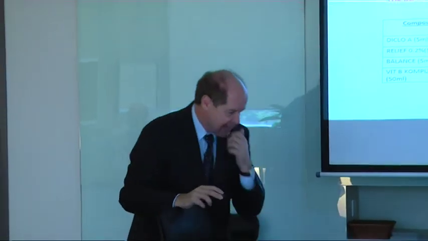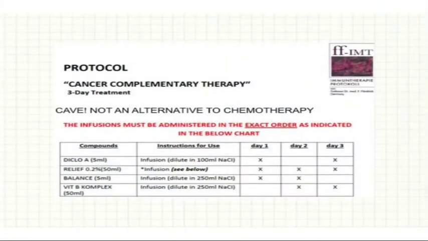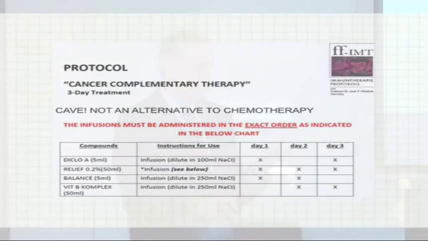And this is our cancer complementary therapy, which I explained to you, which will normalize the tumor metabolism to undergo apoptosis and to bring up the pH with relief in order to allow an immune response to the tissue. And we combine it with balance and vitamin B complex because a lot of the cancer patients I see are undergoing chemotherapeutic treatment and they have polyneuritis, and this also is very efficient in treating these adverse effects of the chemotherapy.